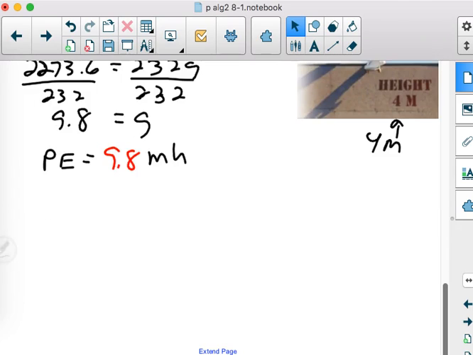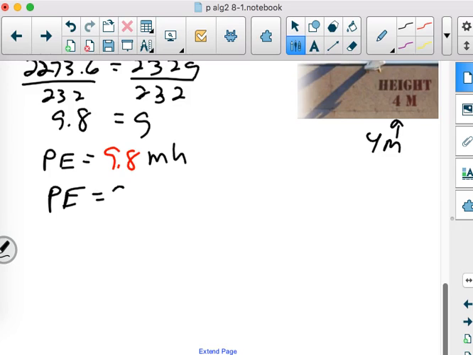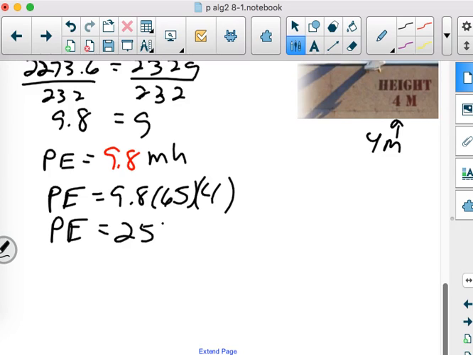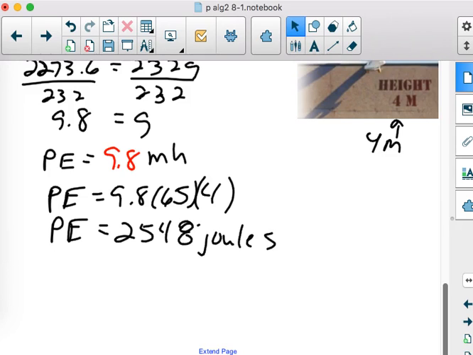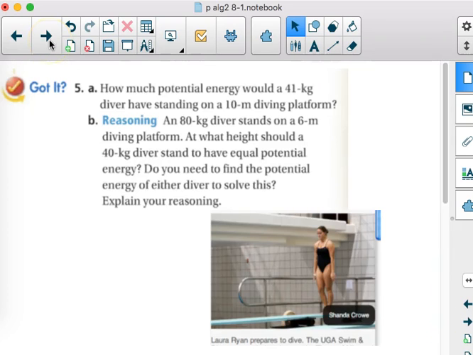Alrighty. PE equals 9.8 times 65 times 4. How many joules? 2,548 joules. Now, once you have the formula, let's punch it in. I mean, that's what it is. So if we can get our formulas set up, we're good to go. So let's set this one up.